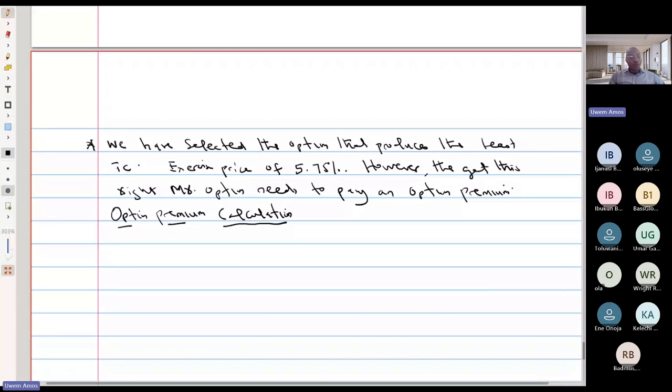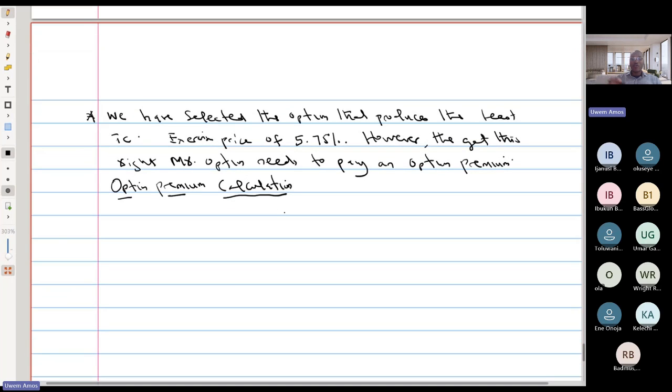Now, there are two methods for calculating option premium. I don't know if I should teach you guys the two or should just stick to one. Let's do the two. You don't have to do the two in the exam. Just pick one and move on. So I'll just quickly do the two.